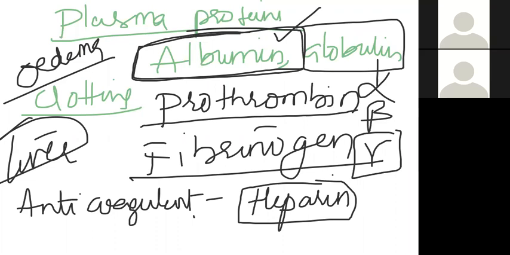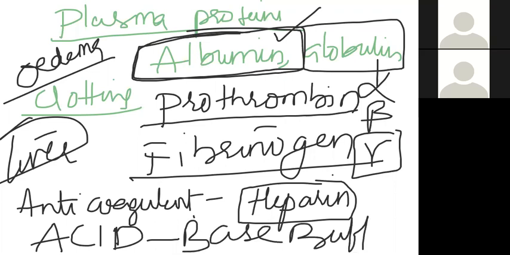And the plasma proteins, what is the function of plasma protein? Plasma protein acts as an acid-base buffer. The buffer may be well known to you from the acids chapter in chemistry. These buffers maintain the pH of blood at 7.4. The blood pH is maintained at 7.4 because of plasma proteins only.